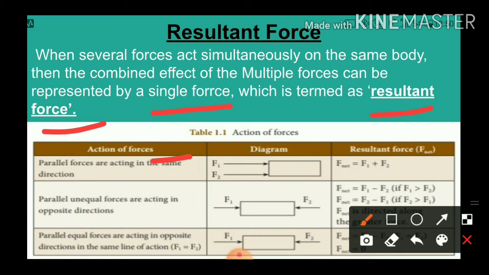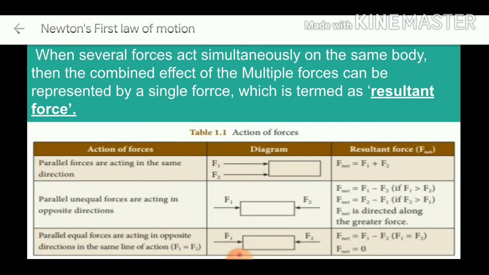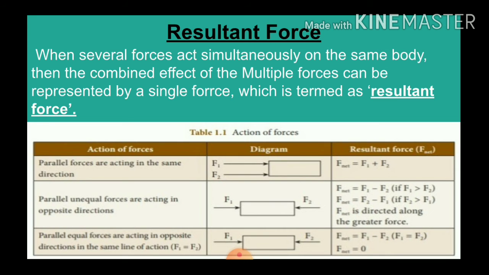First thing is parallel forces acting in the same direction. So the resultant force F net is equal to F1 plus F2. Same direction, there is a plus. If it's in opposite direction, we say it with a minus.